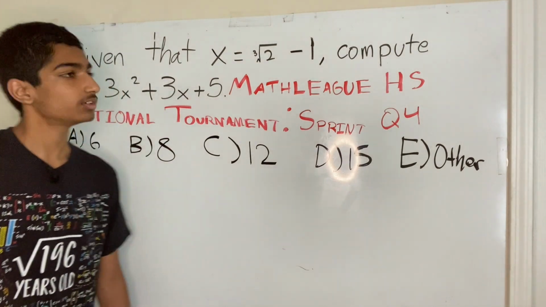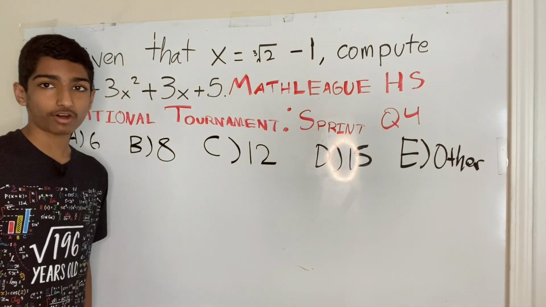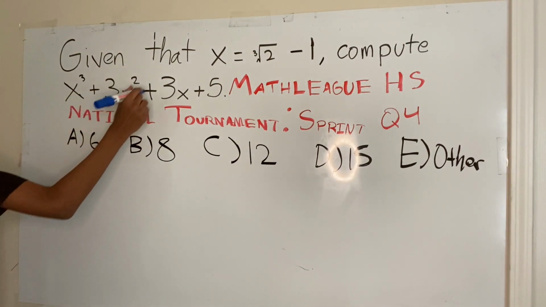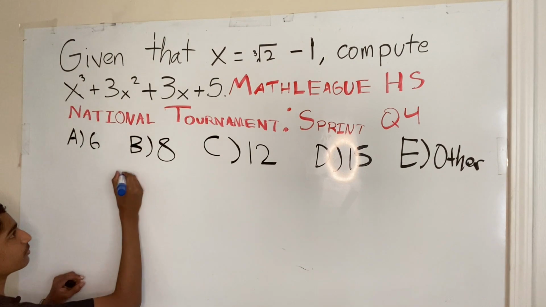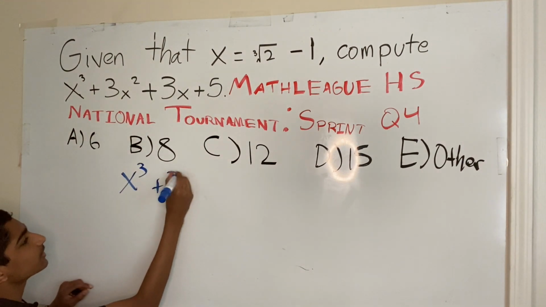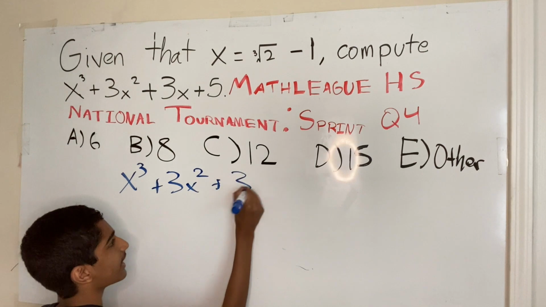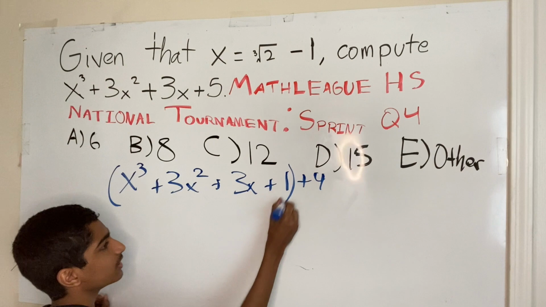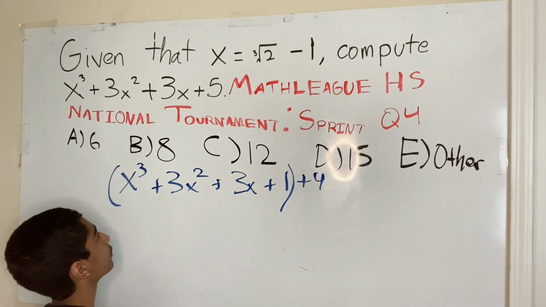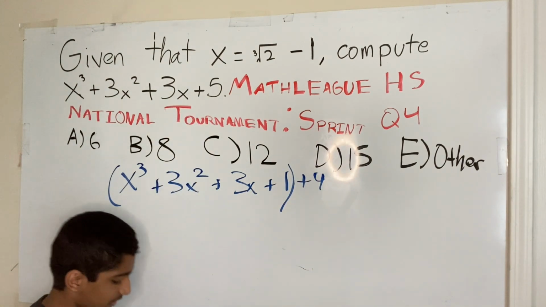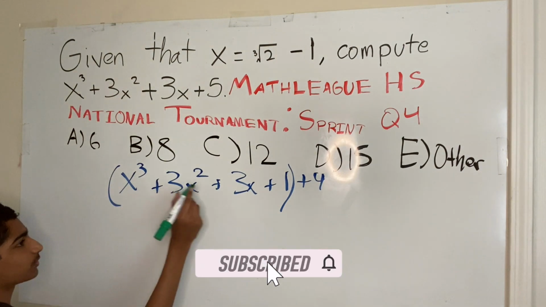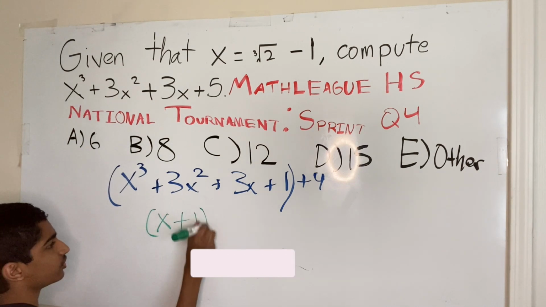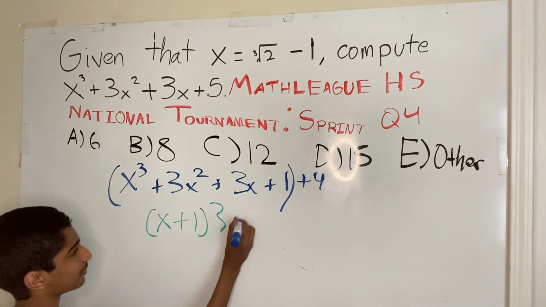Okay, let's do the trick now. So as you saw in the thumbnail, the trick involves some algebra manipulation. So let's look at x cubed plus 3x squared plus 3x plus 5. What we can actually do is break that up into x cubed plus 3x squared plus 3x plus 1, plus 4. We put this in parentheses. And the plus 1 plus 4 is just 5, so it's the same thing. And actually x cubed plus 3x squared plus 3x plus 1 is actually x plus 1 cubed. We just have a plus 4 at the end.